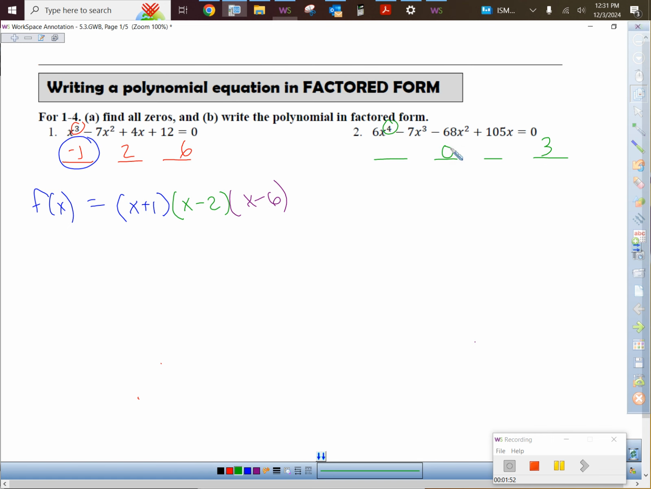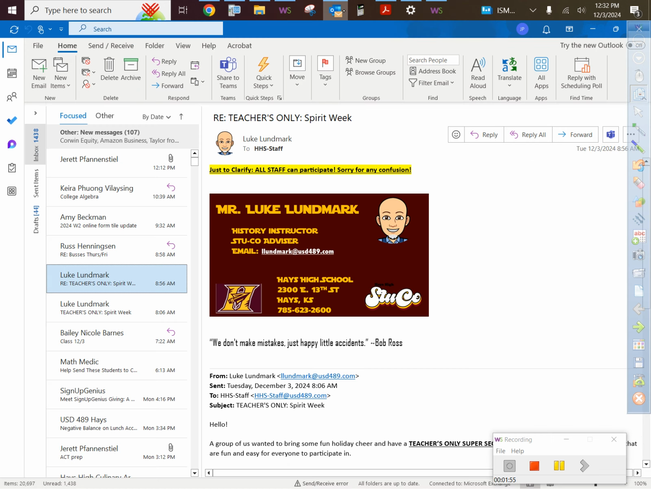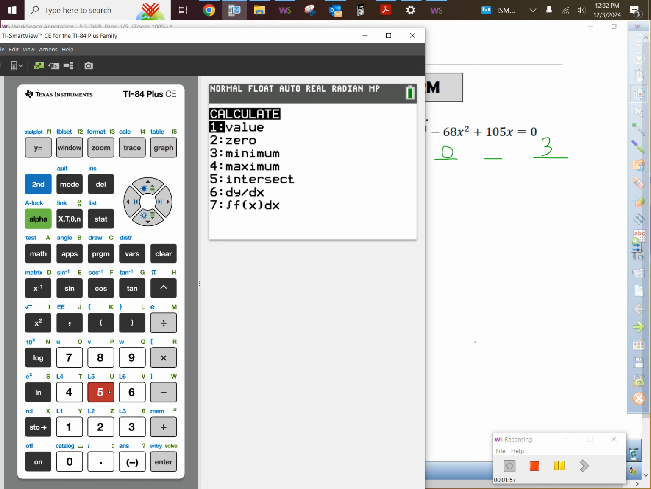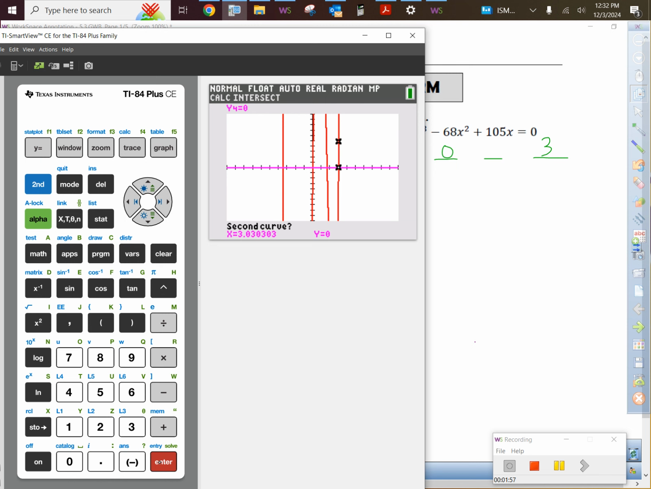There was one at 0, but I want to see if those other guys come out rational. So if I hit my calculator, I'm going to also have the line y equals 0 here. I'm going to calculate where those intersect. If I do choice 5 and do first curve, second curve, and then check this one out right here, getting close to it, that is at 1.6 repeating, so that totally is a rational number.